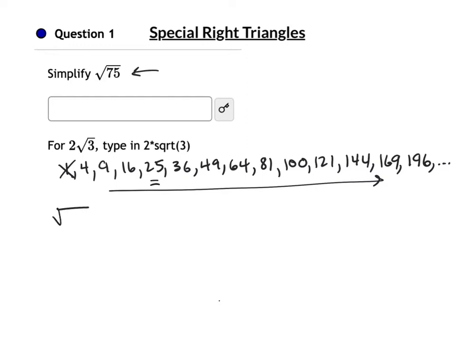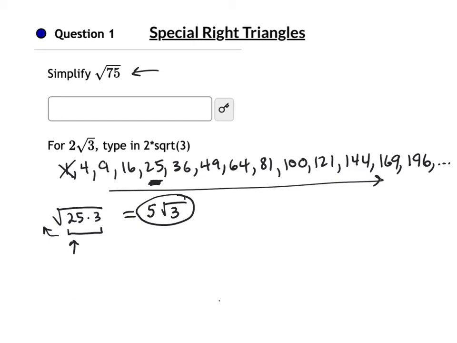I can rewrite 75 as 25 times 3. Again, notice 25 is my perfect square. It has to be on this list. 75 is 25 times 3. I can take the square root of 25. It goes out front. You're going to take the square root when you take it out front, and it is 5 root 3.